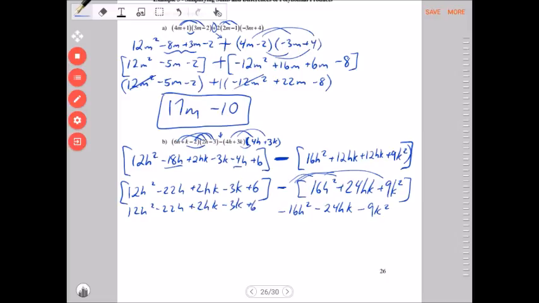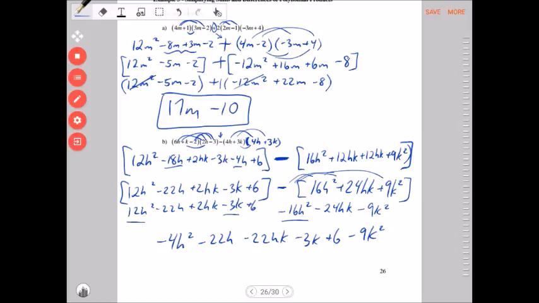Okay, so let's see what we've got here. We've got an h squared and an h squared. So 12h squared minus 16h squared is negative 4h squared. Okay, so those ones are done. You have a negative 22h. There's no single h terms over here, so it's just minus 22h. Plus 2hk, minus 24hk's, so that's going to be minus 22hk's. Great. Then you have a minus 3k, no single k's, so that's just how it's going to end up. Okay, we have a plus 6. Nothing over there. And we have this minus 9k squared.